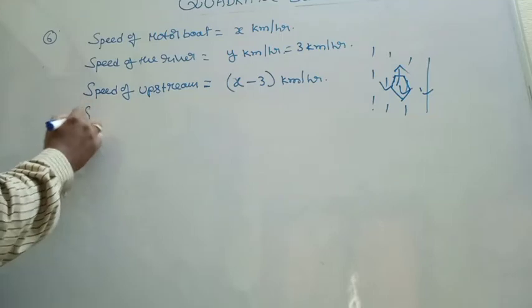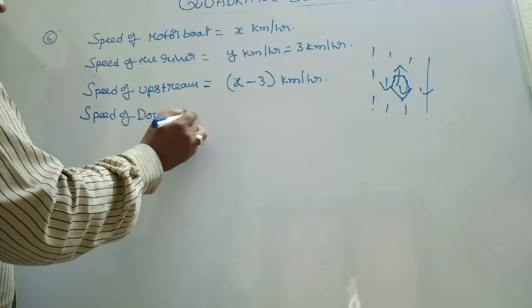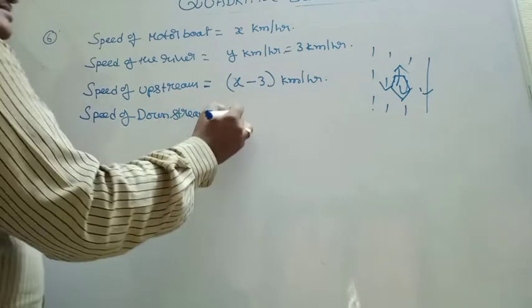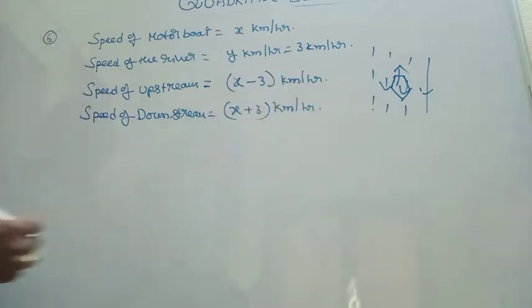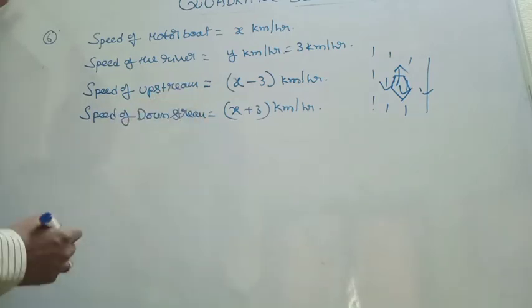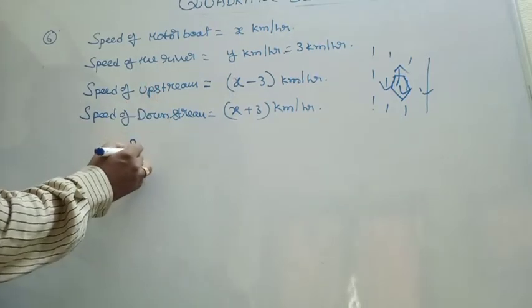Now the speed of downstream is x plus 3 km per hour. The speed of upstream is x minus 3 km per hour and the speed of downstream is x plus 3 km per hour. Now the distance they have given is 24 kilometers for going. Therefore, what we will take is 24.